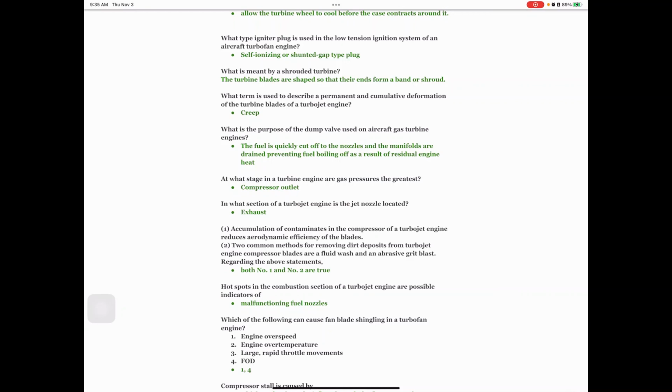1. Accumulation of contaminants in the compressor of the turbojet engine reduces aerodynamic efficiency of the blades. 2. Two common methods for removing dirt deposits from turbojet engine compressor blades are fluid wash and an abrasive grit blast. Regarding the above statements, both number 1 and number 2 are true.